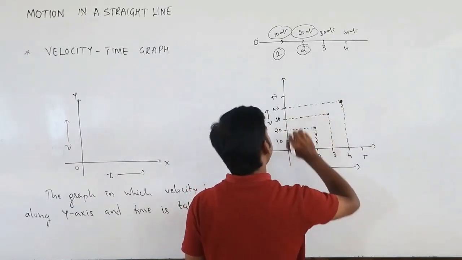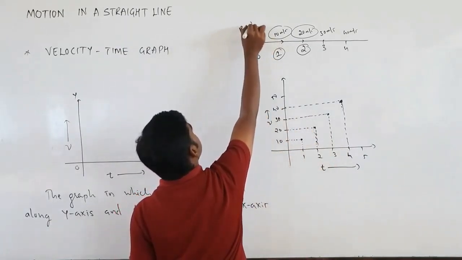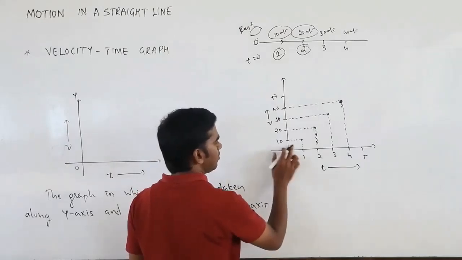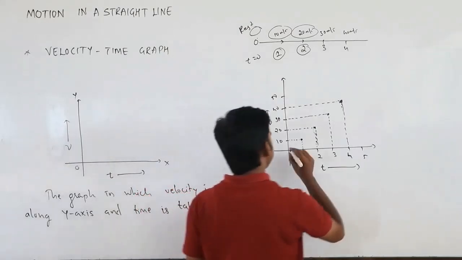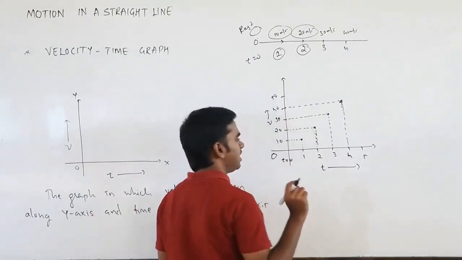When you join them, remember when t equals 0, velocity is 0, meaning the body is at rest. You also have to consider that, otherwise the graph will not pass through the origin. So when time t equals 0, it was at the reference point.